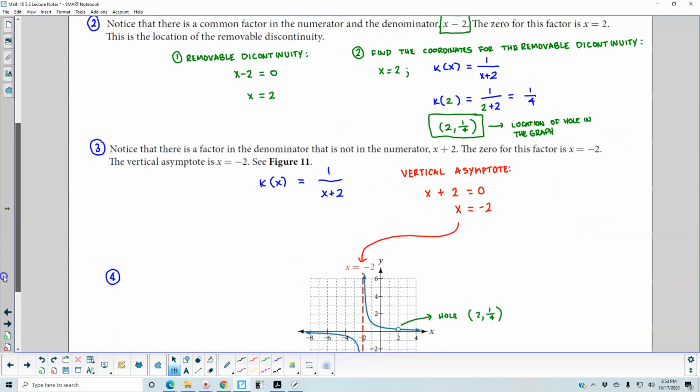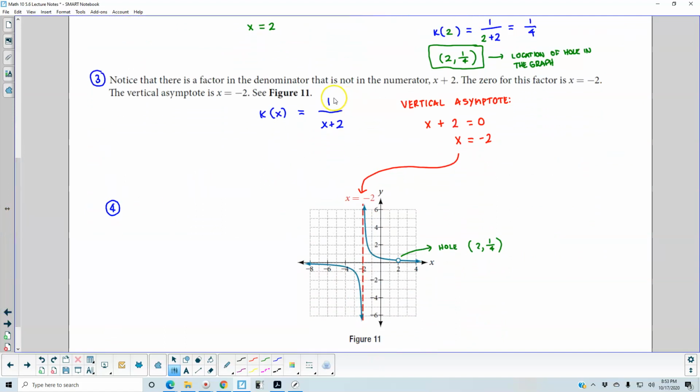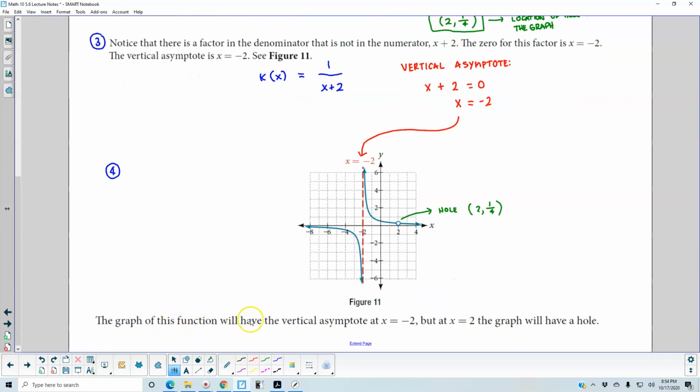So let's take a look at what this graph would look like. If we graph the function 1 over x plus 2, then we have x equals negative 2 as the vertical asymptote, and then we have a hole here at the coordinate (2, 1/4). So again, the graph of this function will have the vertical asymptote at x equals negative 2, but at x equals 2, the graph will have a hole at the coordinate (2, 1/4).